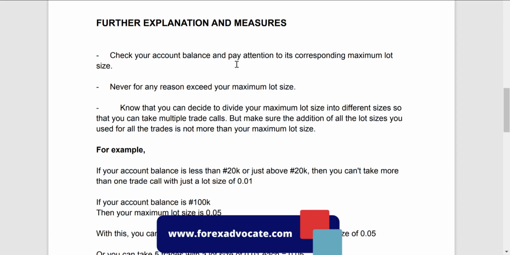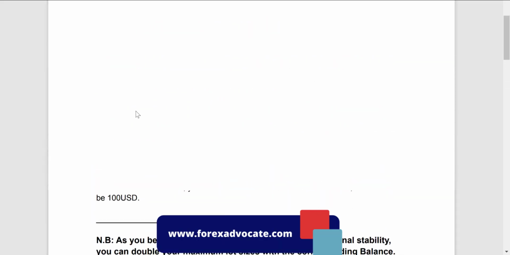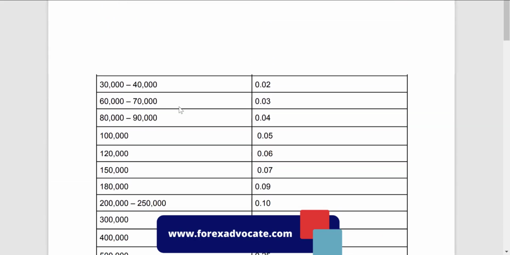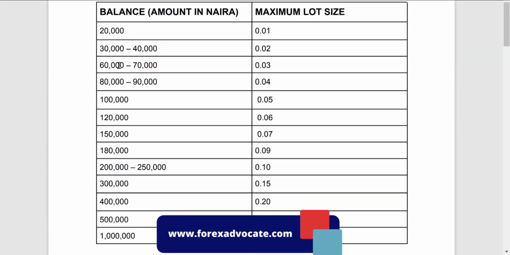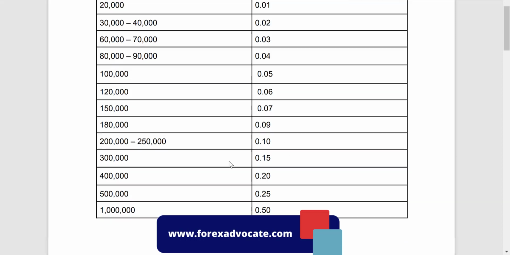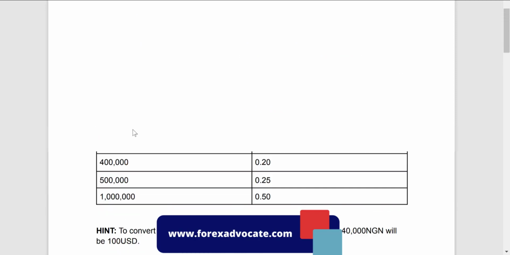Further explanation and measures. Check your account balance. This is what you should do when you want to pick the lot sizes for your trades. Check your account balance and pay attention to its corresponding maximum lot size. That is, if you deposit $150, you'll be in the range of 60 to 70,000, or 80,000 to 90,000. That means your lot size is 0.03. We'll be using this one as an example.